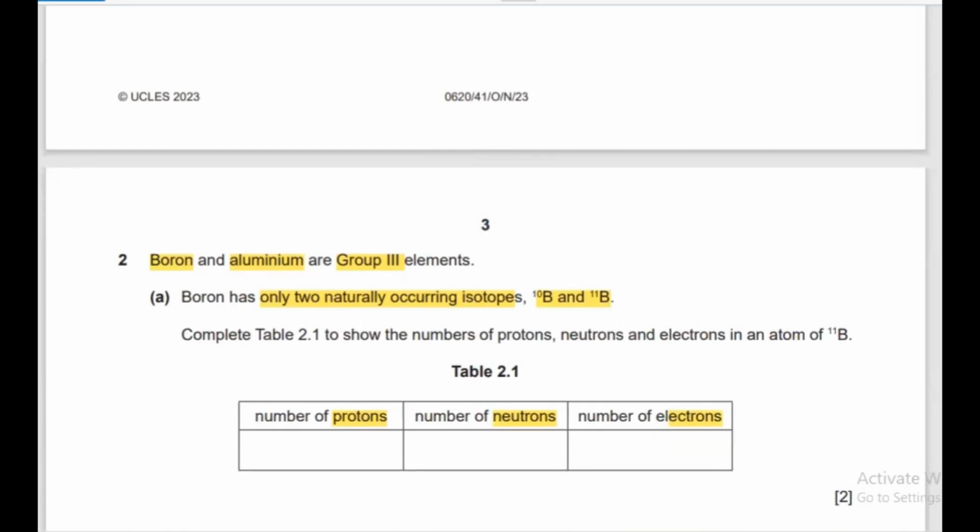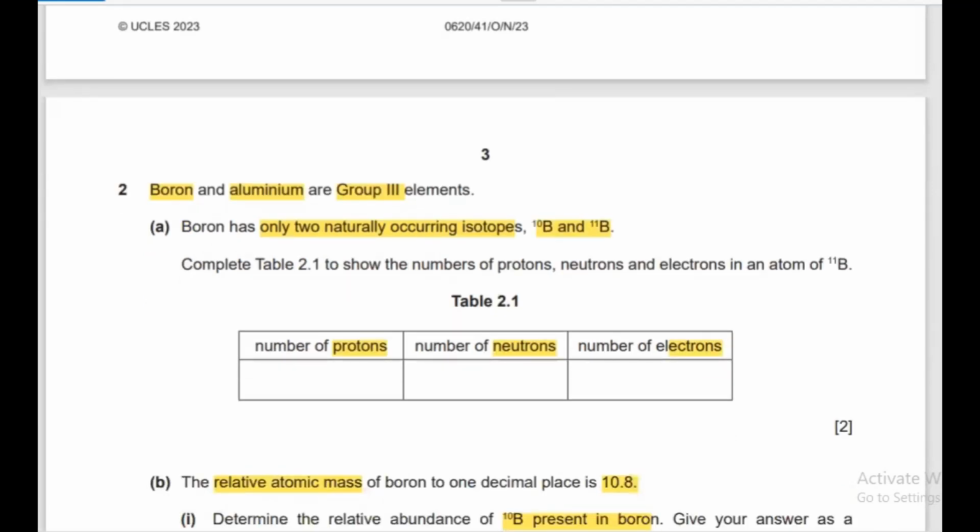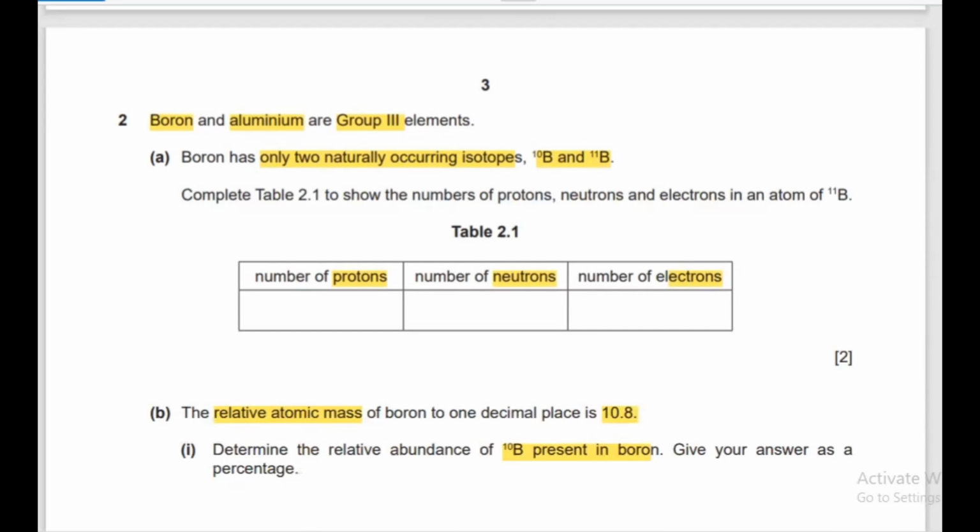Boron and aluminium are group 3 elements. Boron has only 2 naturally occurring isotopes, B-10 and B-11. So complete table 2.1, number of protons. We can pick the proton number from the periodic table. 5 is the proton number. So there must be 5 protons and 5 electrons, because this is regarding an atom. And then number of neutrons, in B-11, 11 minus 5, which is 6.